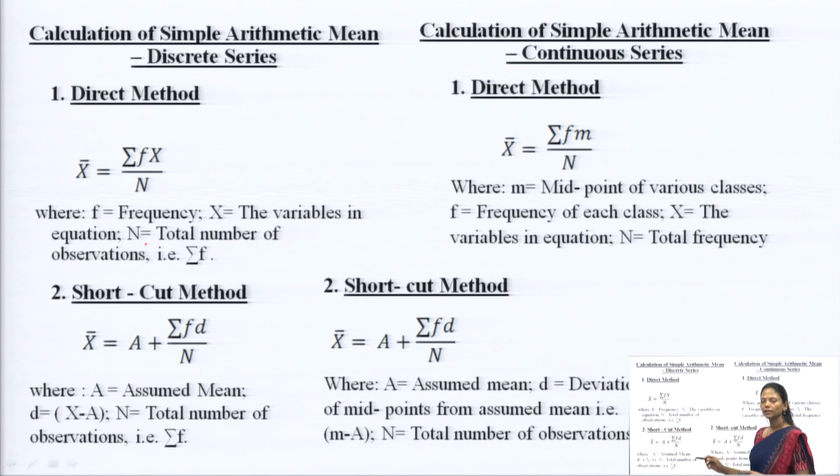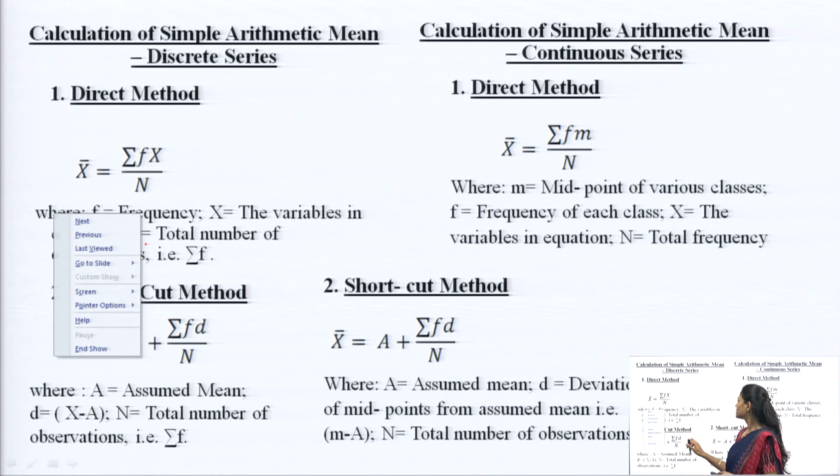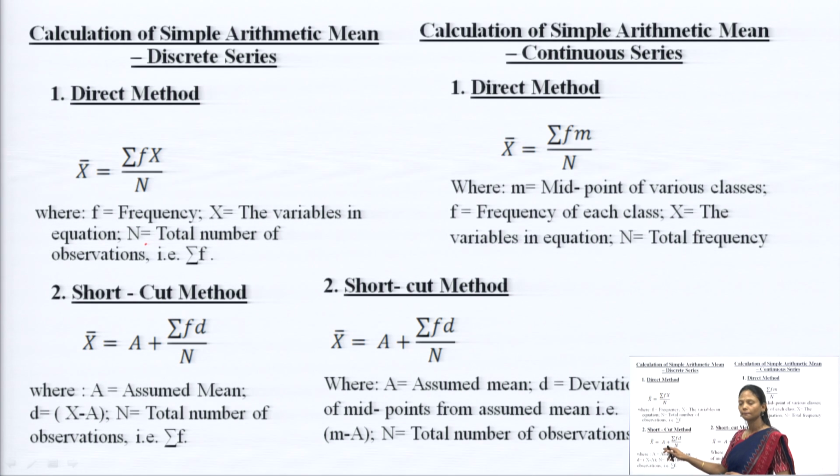The shortcut method, the way we have in the individual series, as we have assumed some number as a mean, in the same manner in shortcut method as well, we are assuming some variable as a. So, a plus summation of f d divided by n, where a is the assumed mean, d is x minus a and n is the total number of observations.